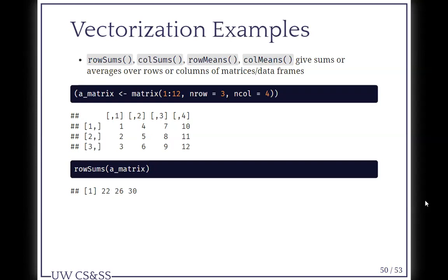Some common examples of vectorization that you might want to use are the row sums and col sums functions. Row means and column means can give sums and averages over rows or columns of matrices and data frames extremely quickly. So here we made a matrix. That's just the numbers 1 through 12. It's got 3 rows and 4 columns. And if we say row sums, it takes no time at all to add things across the rows. But if I were to write a for loop that does this, it would take way longer, especially as your matrices get larger and larger.